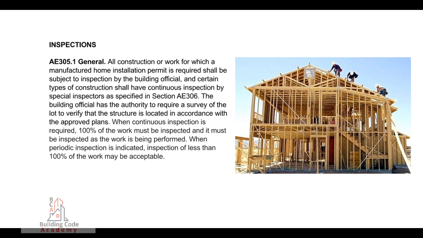When continuous inspection is required, 100% of the work must be inspected, and it must be inspected as the work is being performed. When periodic inspection is indicated, inspection of less than 100% of the work may be acceptable.